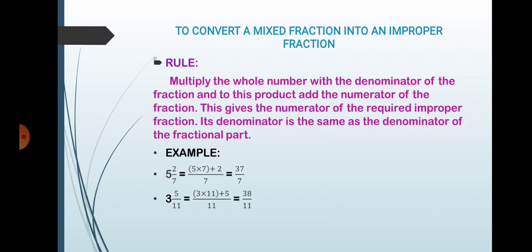Let us see with an example: 5 2 by 7. First step: multiply the whole number with the denominator. What is the whole number here? 5. What is the denominator here? 7. So 5 into 7.